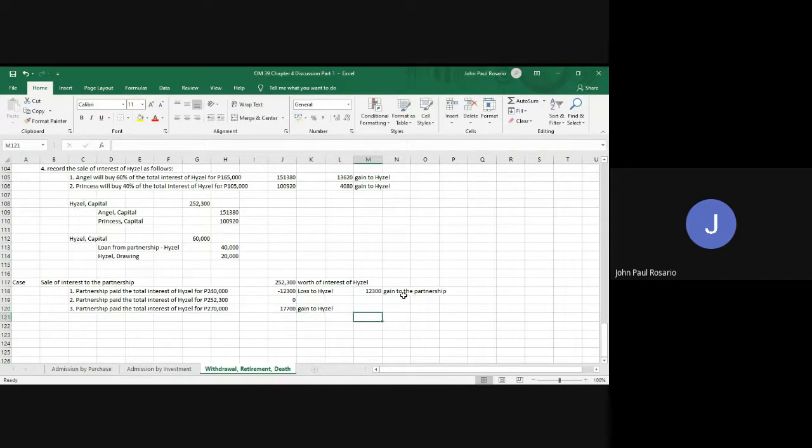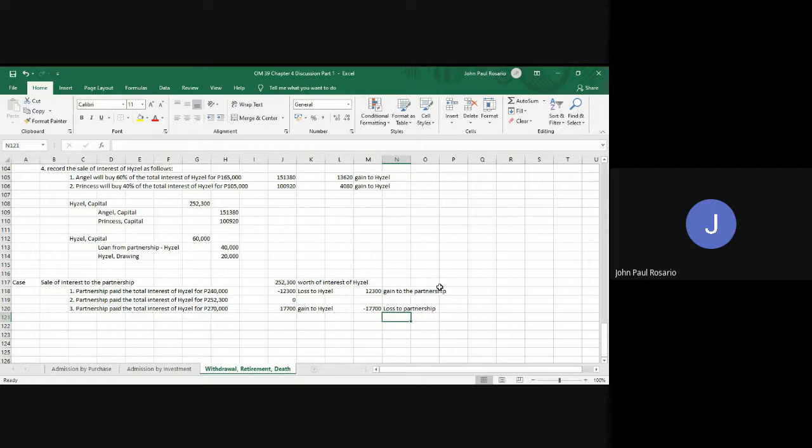However, on the case of partnership, 252,300 ang worth. Pero yung gibayad is 270,000. So nalugi siya og 17,700 lost to partnership. Okay, so with that in mind, meaning ang gain ni Hazel is lost to partnership. Now, we ignore this one, but we record this one because affected na si partnership.